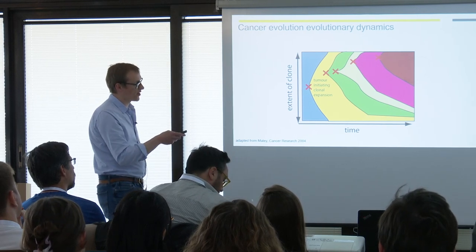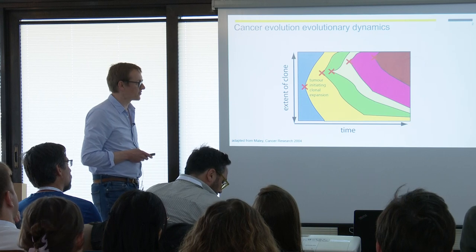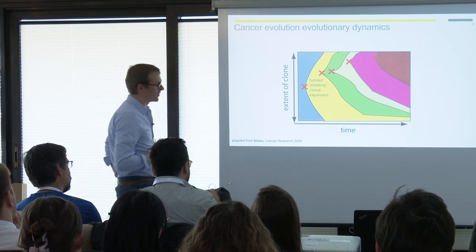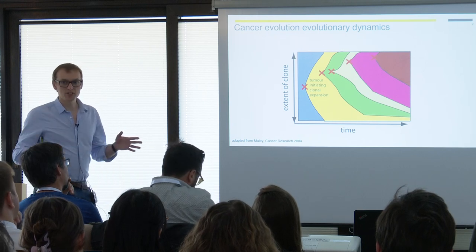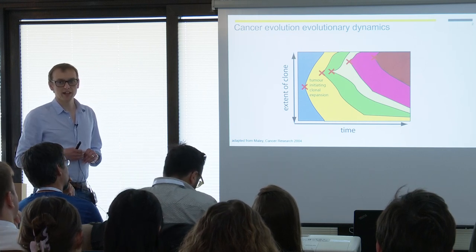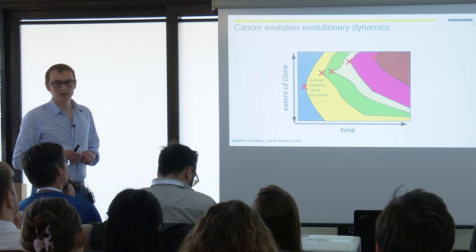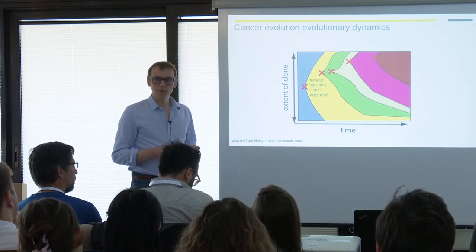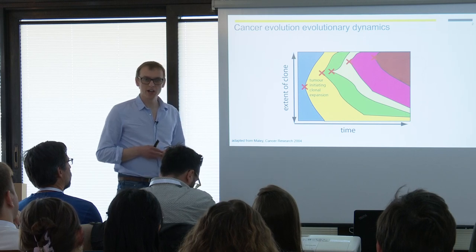And then cancers start to evolve. They start to form when there's some important heritable alteration that happens, this first red cross, that changes the phenotype of the cancer cell and enables it to grow more than it should in a healthy tissue, and that's a clonal expansion. But that first expansion is almost certainly a benign lesion.